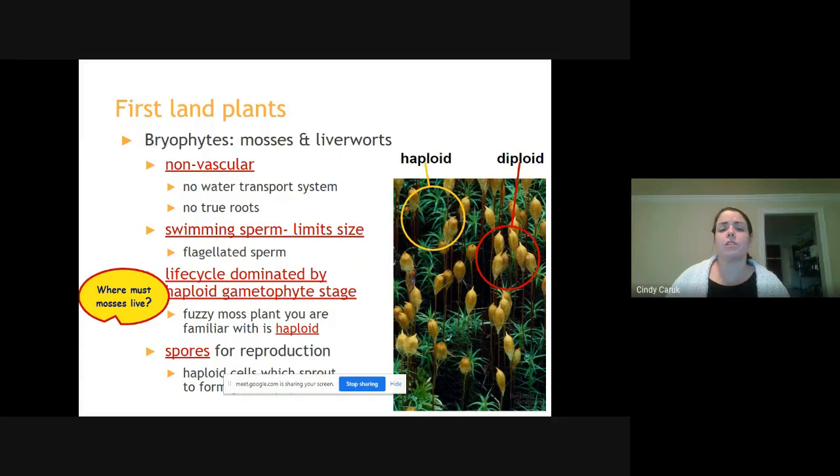Again, if you talk to a bryologist, they will get into more specifics and they will point out exceptions to this. There's swimming sperm that helps limit their size because they have to be close to the water so the sperm can swim from the male plant to the female plant. The antheridium is where the sperm is made, and the archegonium is where the egg is. And its dominant phase, where it spends most of its time, does its photosynthesis, is going to be the gametophyte stage. And the spores for reproduction, those are coming from the sporophyte that's up here. So that's going to help disperse those pretty far.